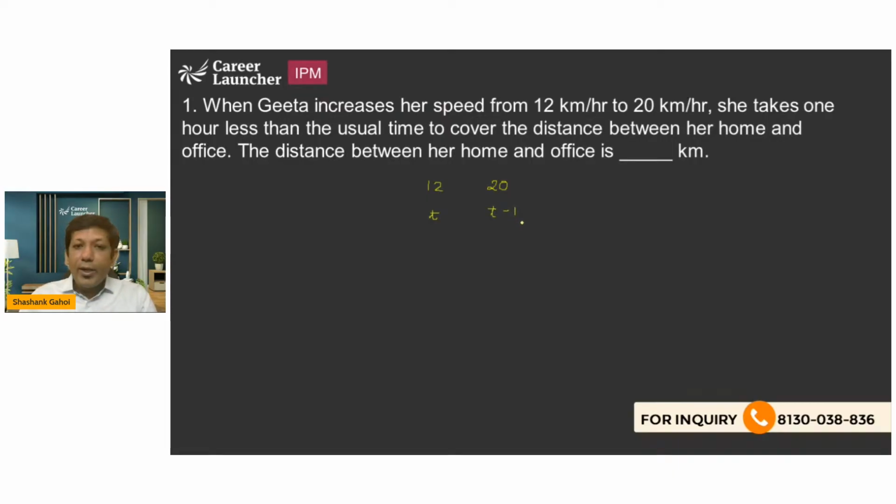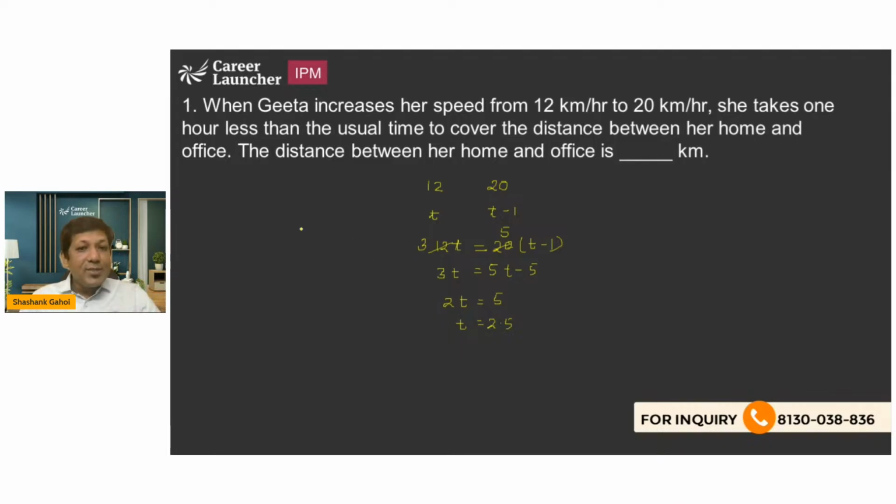Now, I need to figure out the distance. Distance is equal to speed into time, so that is equal to 12 into t, right? That is the first approach I'm talking about. And the distance is again speed into time, that is going to be 20 times t minus 1. Fine. So I'm cancelling out by 4. So this is 3 and this is 5. So I can say 3t is equal to 5t minus 5, and I can say 2t is equal to 5. So t comes out to be 2.5.